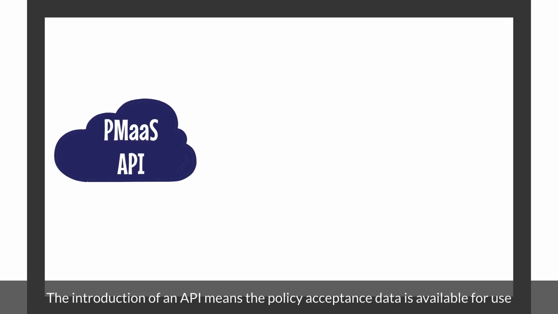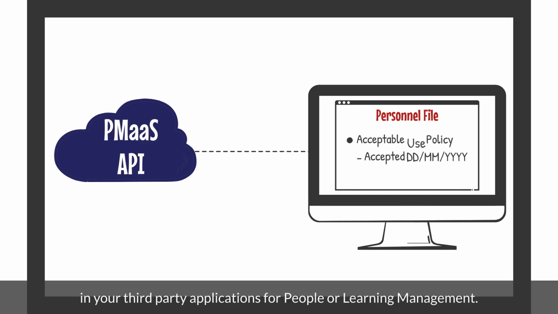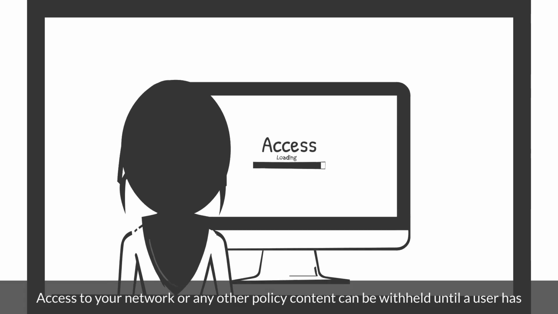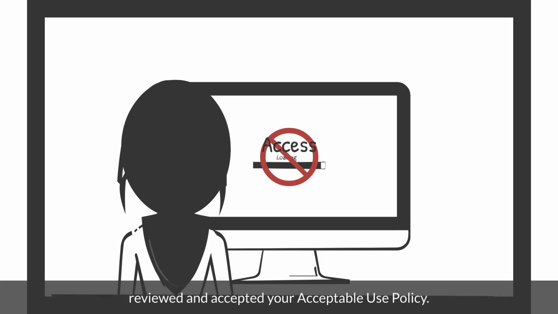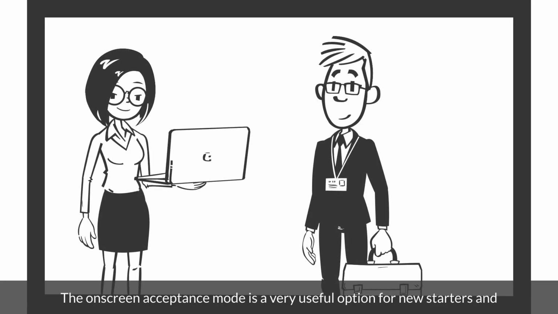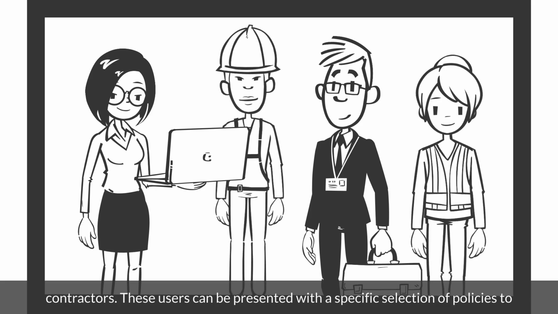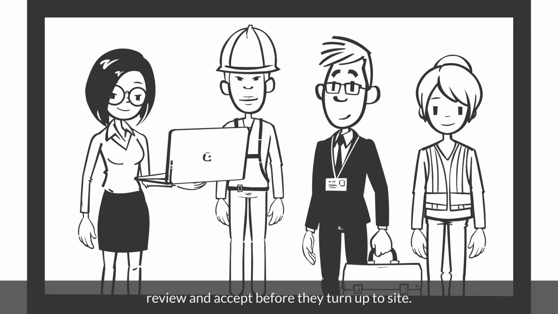The introduction of an API means the policy acceptance data is available for use in your third-party applications for people or learning management. Access to your network or any other policy content can be withheld until a user has reviewed and accepted your acceptable use policy. The on-screen acceptance mode is a very useful option for new starters and contractors. These users can be presented with a specific selection of policies to review and accept before they turn up to site.